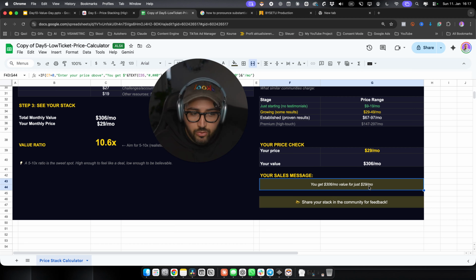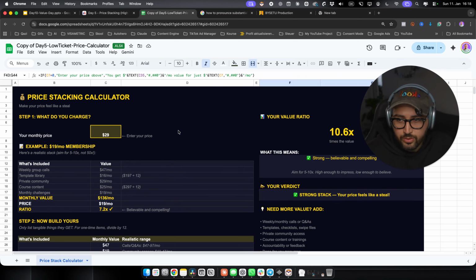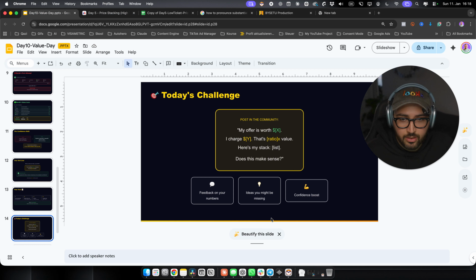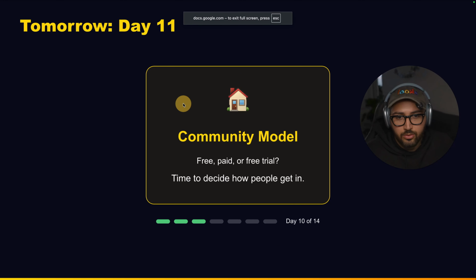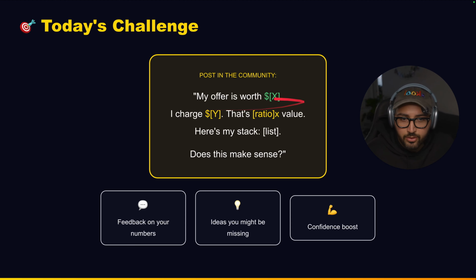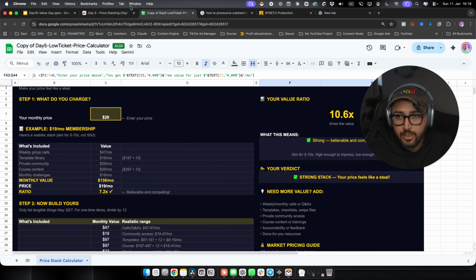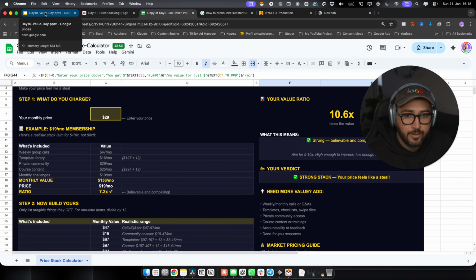$306 per month of value for just 29 bucks a month. Yeah, now it's your turn. You can go ahead and use this calculator to come up with an idea about how you can price your offer, and then you can post it in our community, and you can say, hey, here is my offer for this much, I charge that much, and that's the ratio that I have. Or just grab a screenshot from this part and share it inside the community.